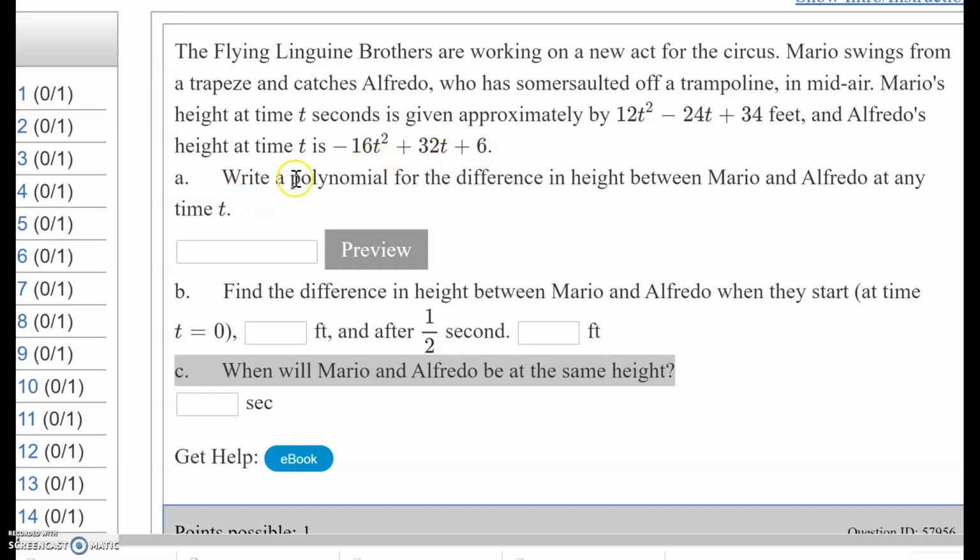Part A. Write a polynomial for the difference in height between Mario and Alfredo at time t. B. Find the difference in height between them at the start, when t equals 0, and after half a second. And C. When will Mario and Alfredo be at the same height?